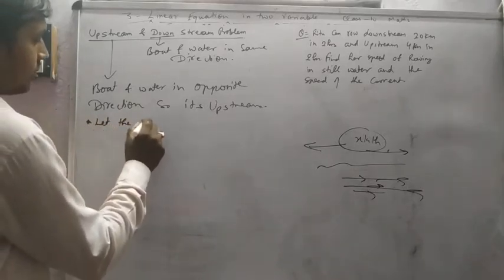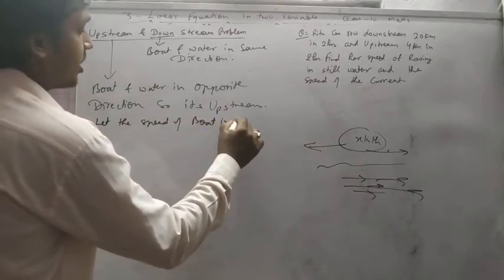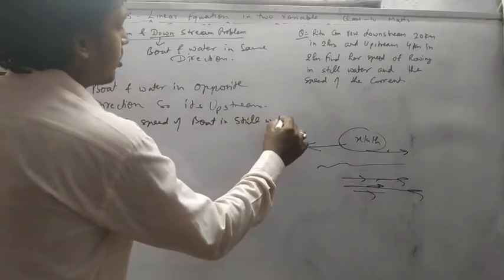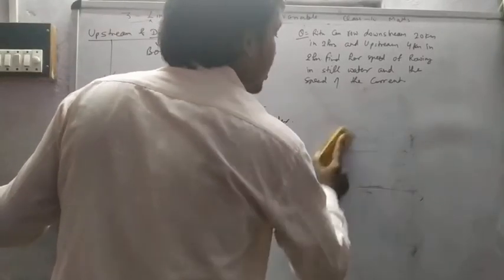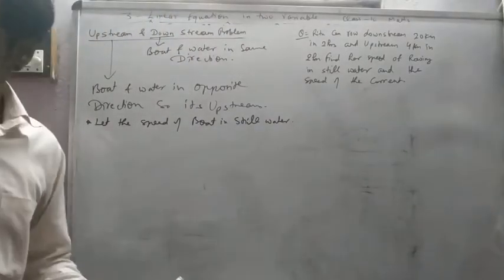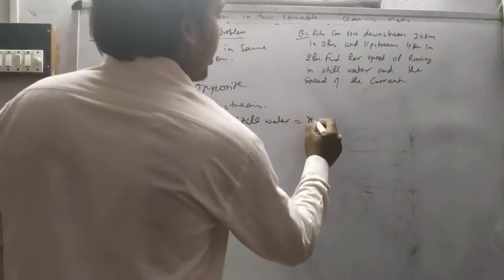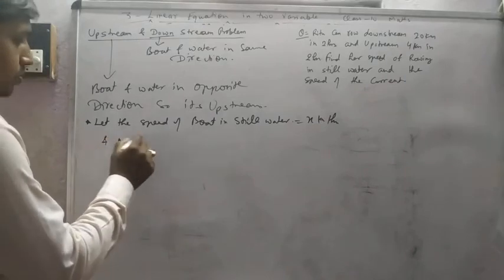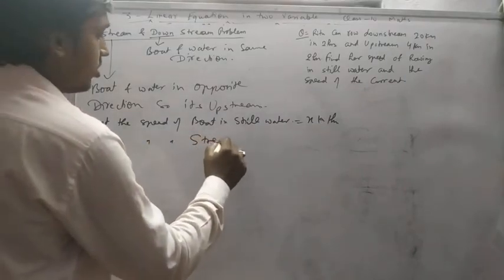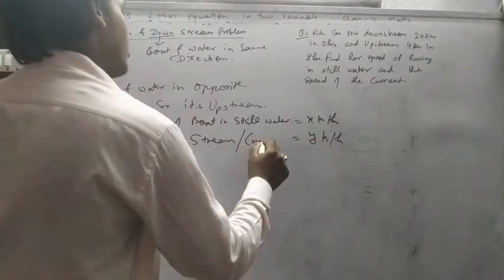Let the speed of the boat in still water, meaning boat speed in still water, that means no stream, just like in a pond or swimming pool, be x km per hour, and the speed of the stream or current be y km per hour.